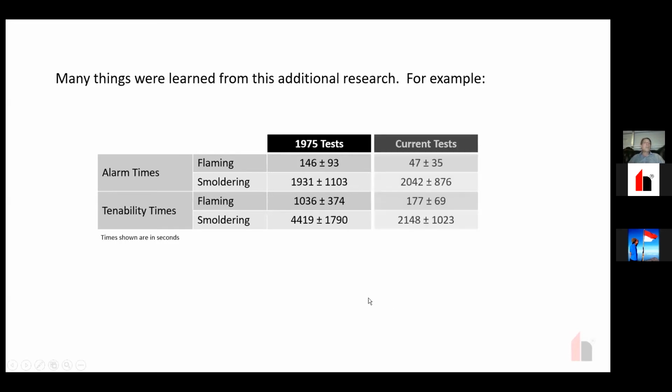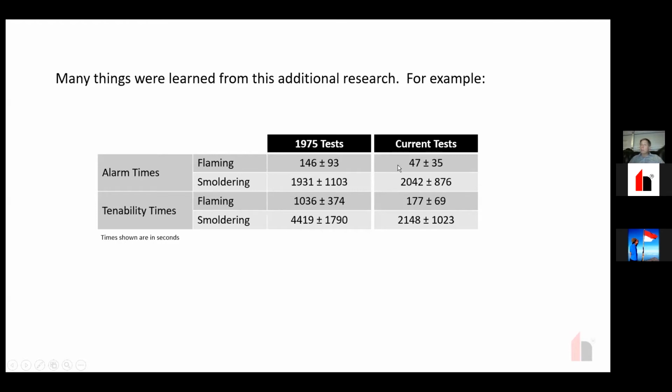But notice what they found in the new tests. For flaming fires, the detector went into alarm at about 47 seconds. But the time until the room became untenable was 177 seconds, about 3 minutes. What that means is from the time the detector sounded to the time the room became untenable, they had about 2 minutes to get out, 2 minutes and 10 seconds. That's a lot less than what they had in 1975, okay?